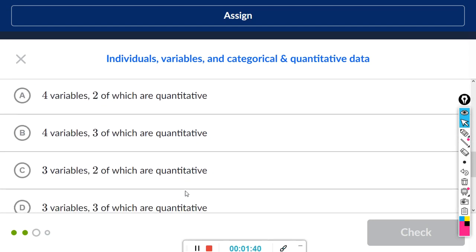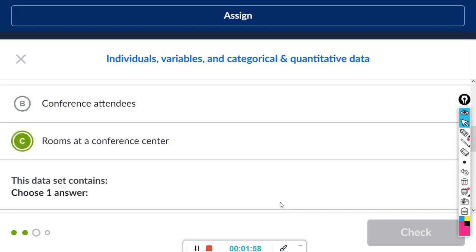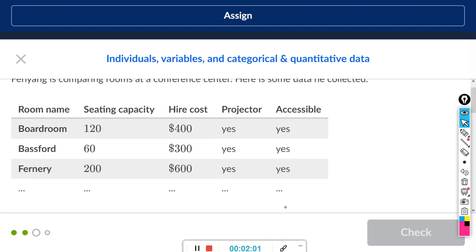Now the second question, they talk about how many variables, and they're going to say if they're quantitative or categorical. Okay, if they're quantitative, that means you can put a number to it. All right, so let's see how many variables we have and how many are quantitative. All right, we have the individuals that are being described does not count. So we have 1, 2, 3, 4 variables.